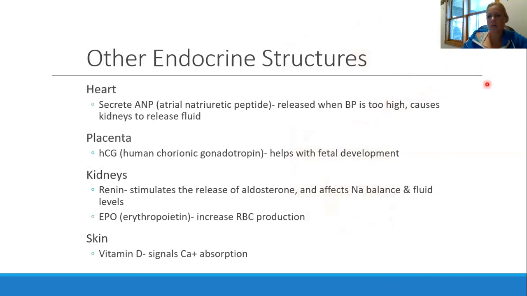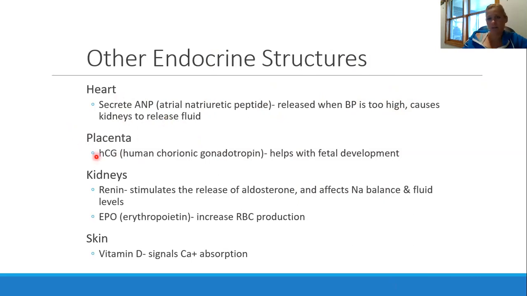Other endocrine structures, so again, other locations in the body where we're getting some endocrine responses, but not necessarily have a full endocrine gland. The heart is going to secrete something known as ANP, and this is released when blood pressure is too high, and this causes the kidneys to release fluid or help us to get rid of fluid. Again, sometimes when blood pressure is high, it's because we have too much fluid retention, and so this will allow us to get rid of some of the fluid in hopes of decreasing the blood pressure.